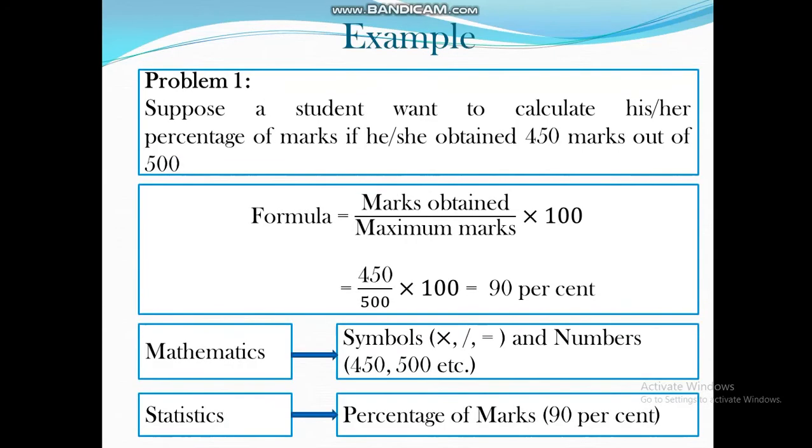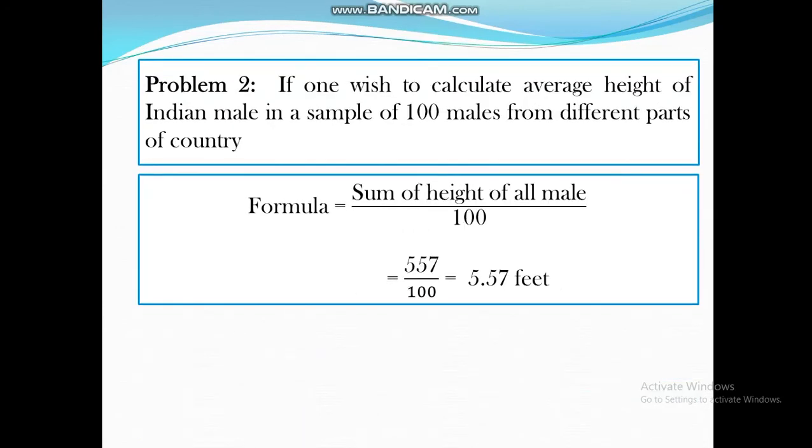Similarly, if one wishes to calculate the average height of an Indian male in a sample of 100 males from different parts of the country, this is also a problem, and we have a solution like this. We want to calculate the average height of 100 males. We can find this by using the sum of the heights of all males divided by 100. That is, the answer is 5.57.